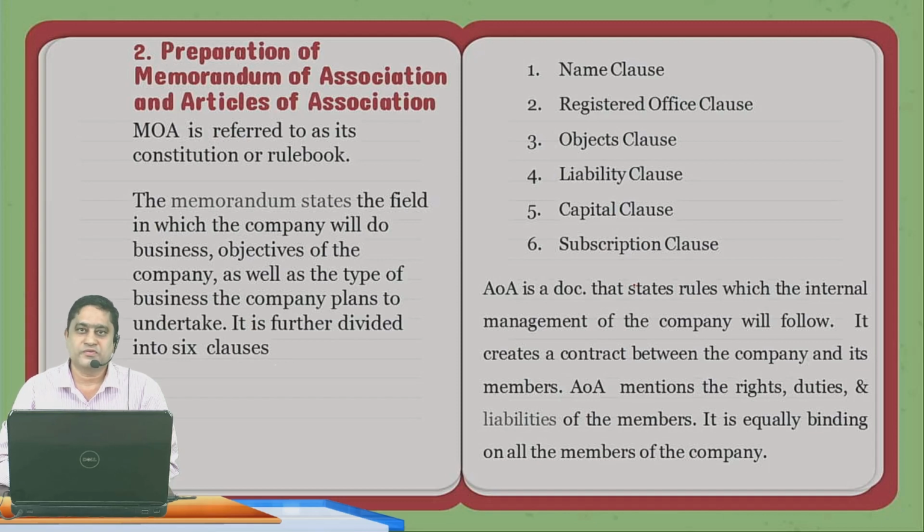Registered office clause, where the principal place of the business is conducted, in the same place. In the share certificate, debentures, or in the bond, the registered office address has to be mentioned. The object clause discusses what the objects of the company are, where the company wants to do the business.